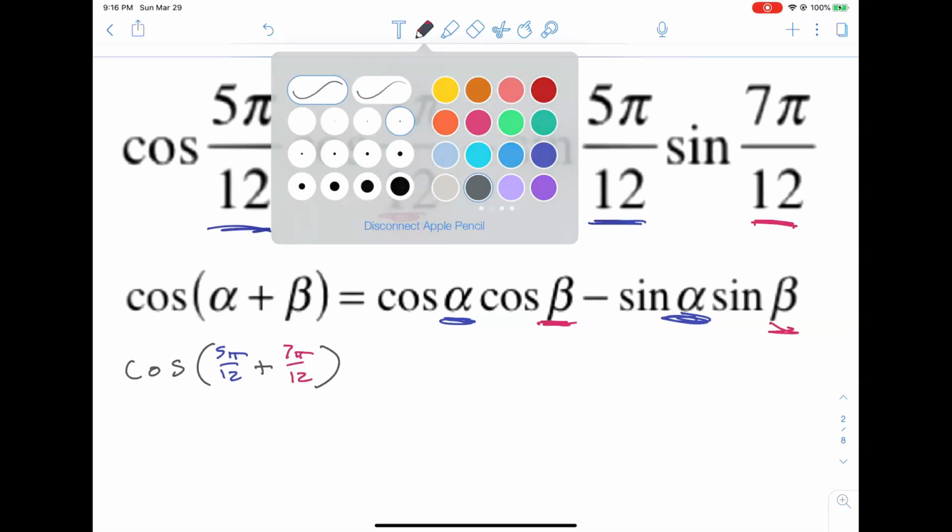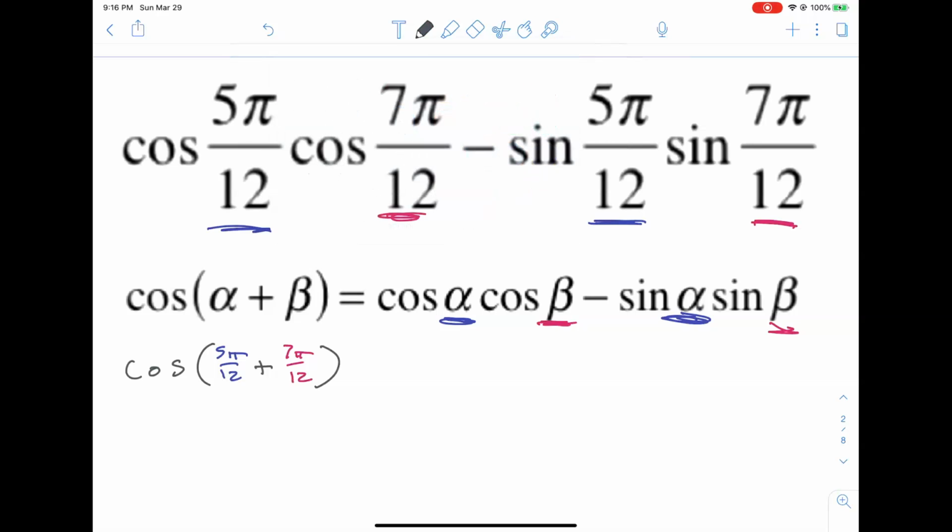All right. Now that we've figured that out and we've used the right identity, let's go ahead and add alpha and beta together. That winds up being 12 pi over 12, which is the same thing as the cosine of pi. And the cosine of pi, that's on the unit circle. That's -1.